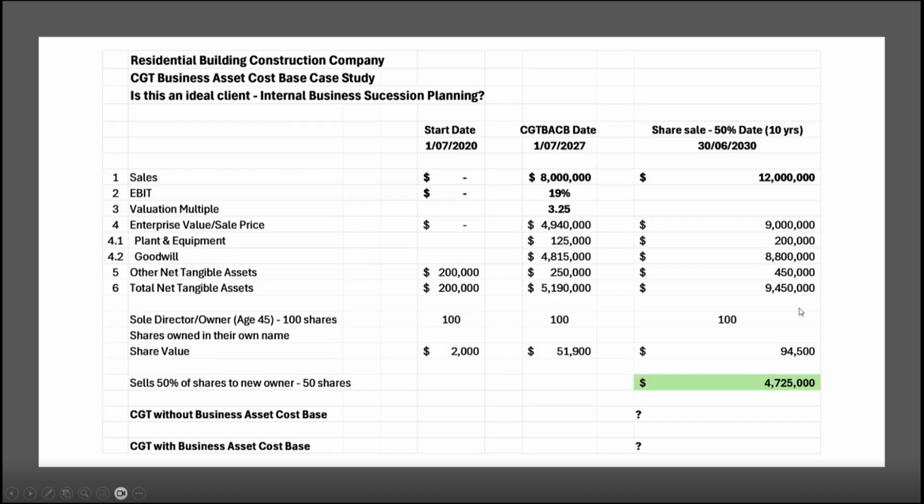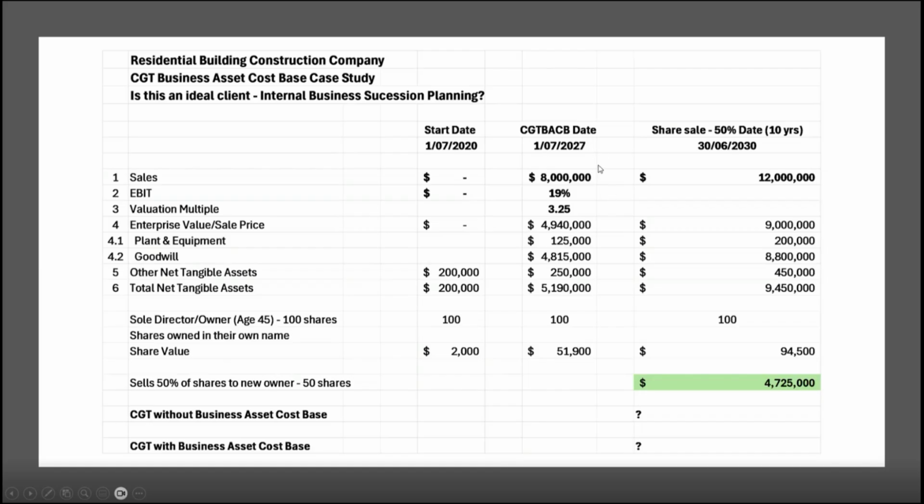So the total net tangible asset value was $9.45 million, and dividing that by the number of issued shares gives a value per share of $94,500. So this particular client, who's looking at internal succession and selling 50% of their shares to an investor and owner, would benefit from a CGT business asset cost-base date valuation.